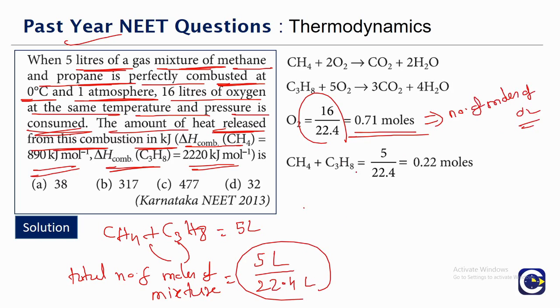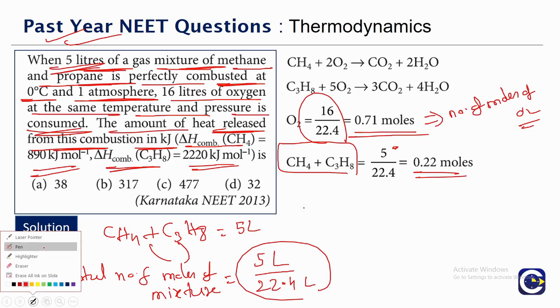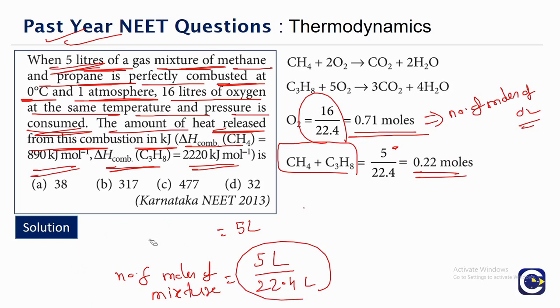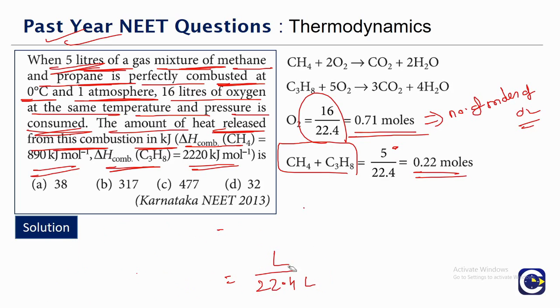Then we can find the total number of moles of the methane and propane mixture. The 5 liters is the given volume. When the 5 liter gaseous mixture of methane and propane is divided by the molar volume 22.4, approximately it is 0.22. Now we have to find out the amount of methane and the amount of propane. Because we know the amount of energy released when 1 mole of methane undergoes combustion, and similarly when 1 mole of propane undergoes combustion.